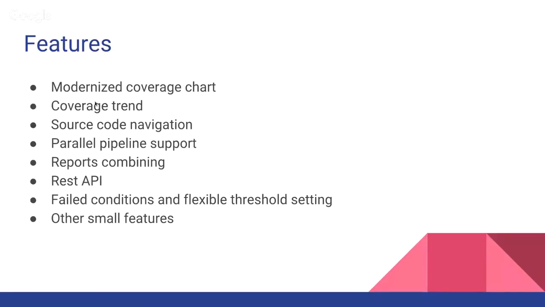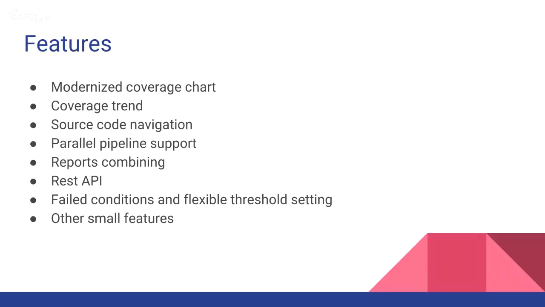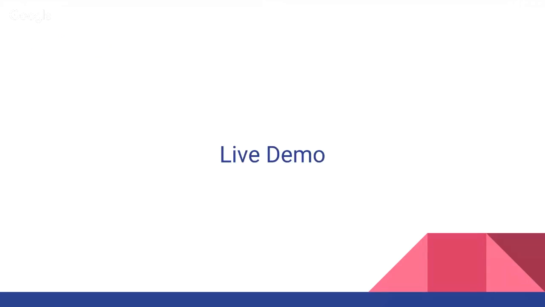We have a modernized coverage chart. We have coverage trend image. We have source code navigation. We support parallel pipeline. We support reports combining, and we have a REST API. We also have failed conditions, flexible threshold settings, and other small features. I will show them in a live demo.